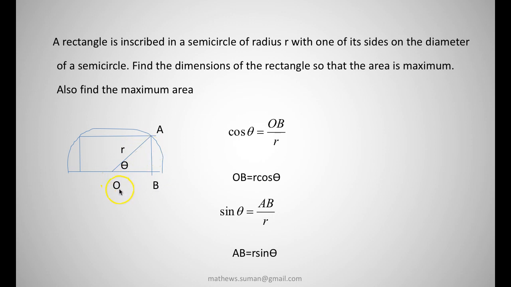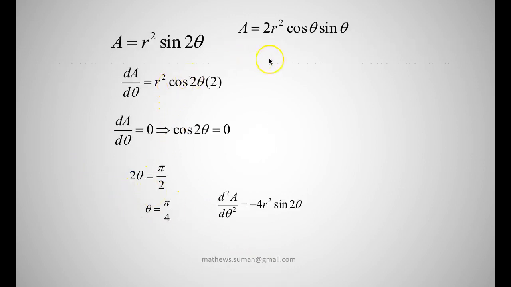So if angle OAB is theta, cos theta is adjacent side by hypotenuse, which is OB by R. So OB is R cos theta. Sin theta is AB by R. So AB would be R sin theta. So the breadth of the rectangle is R cos theta and the length would be 2R sin theta. So area would be 2r squared cos theta sin theta.